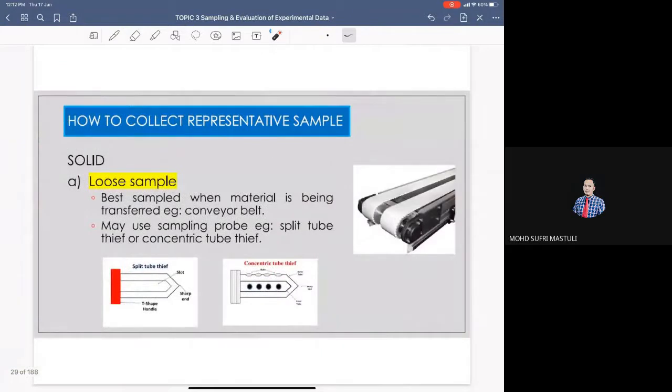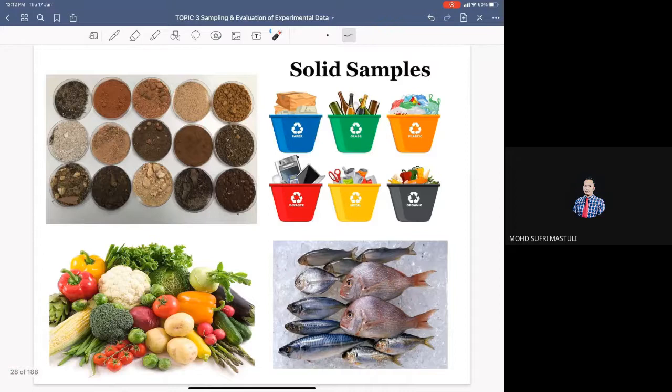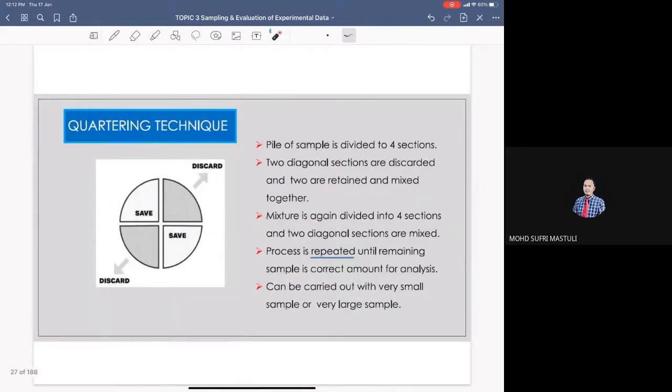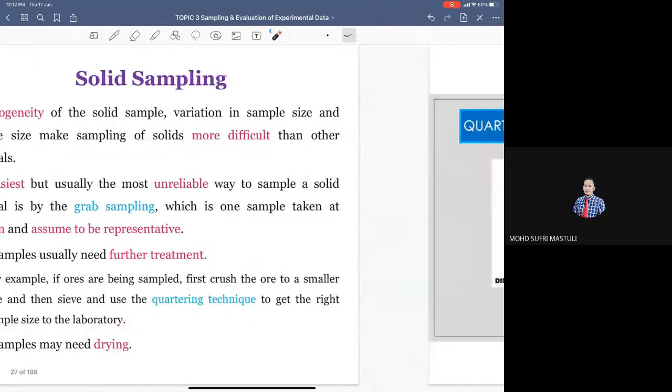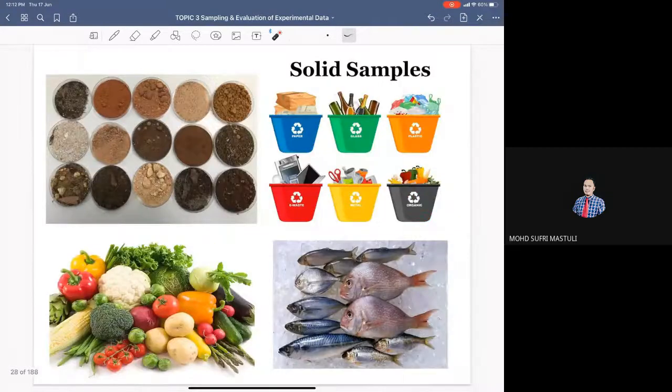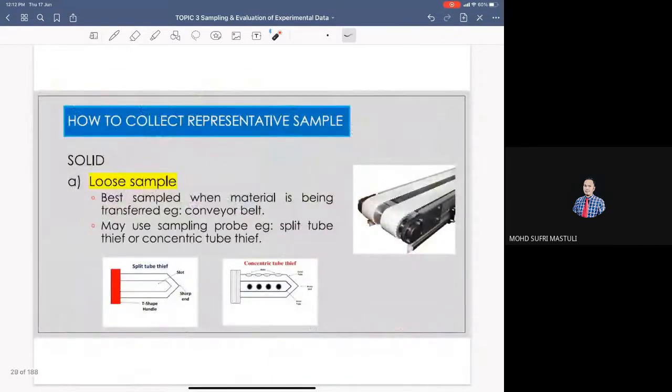So how to collect the sample? Just now we learned about the quartering technique. The quartering technique is to get the right sample size for the laboratory. But before we apply the quartering technique, we have to collect the sample. So how to collect the sample?